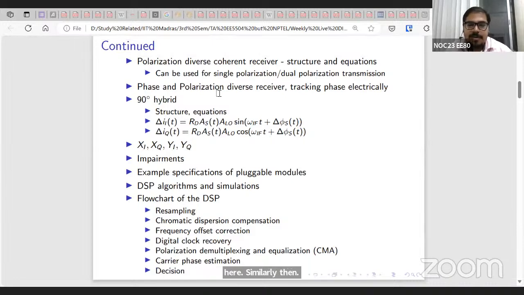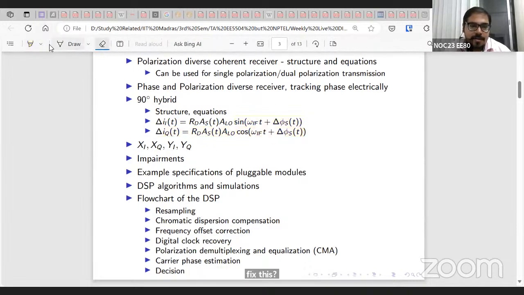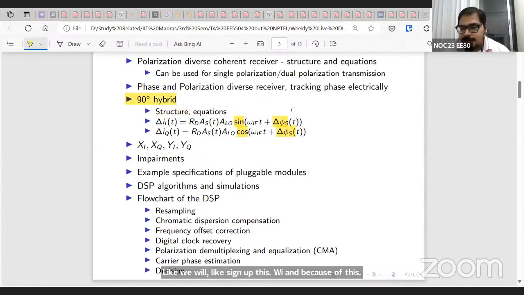Similarly, we talked about this phase diverse receiver, how to detect a phase. And instead of tracking phase electrically, we can use this special structure where we can get both the in-phase and quadrature parts. There may be some errors, but we will detect sine of this delta phi and cos of this delta phi. And this concept of 90-degree hybrid was introduced there.